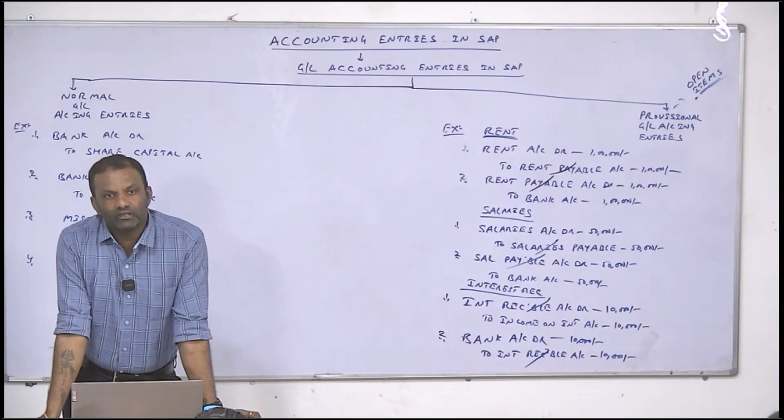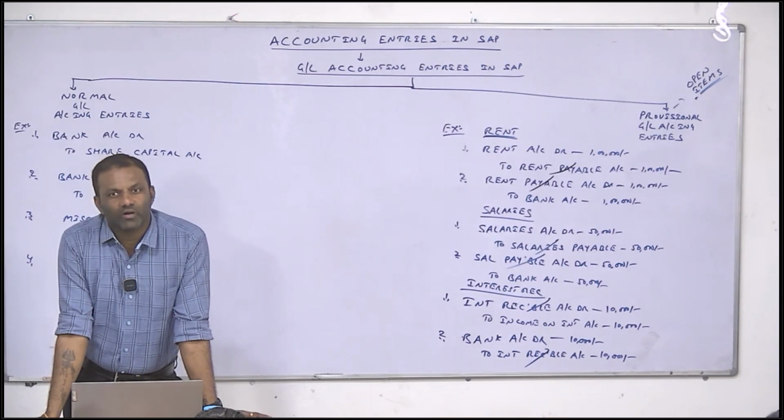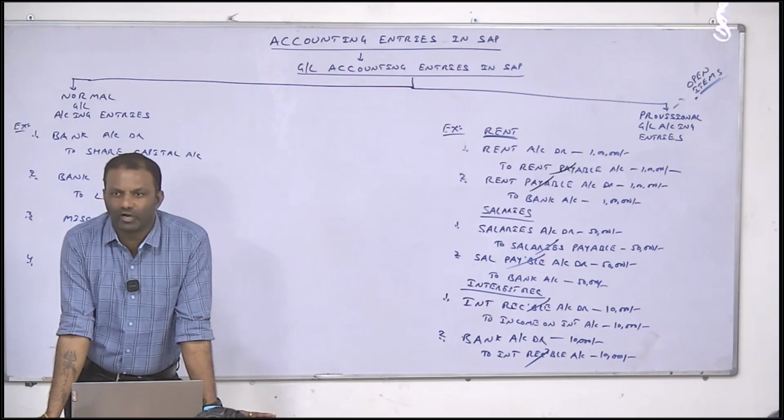In a simple way, all open item balances are balance sheet accounts, but all balance sheet accounts are not open item management accounts. All open item GLs are balance sheet accounts, but all balance sheet GLs are not open item. Hope you got my point. Please note it.